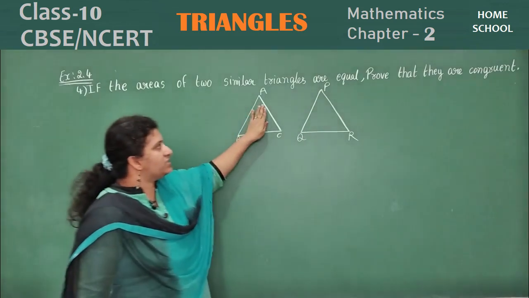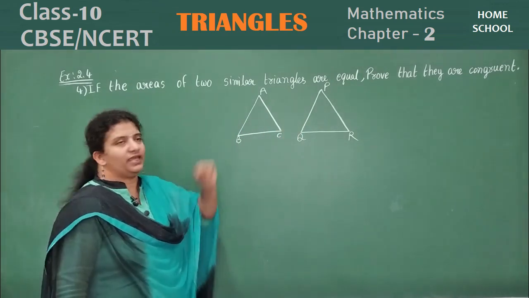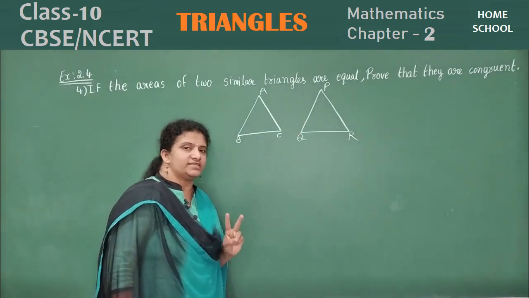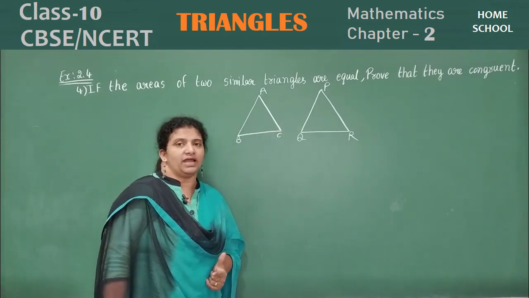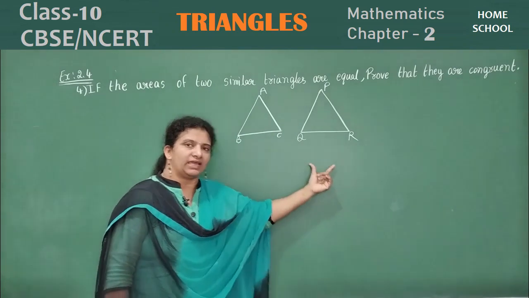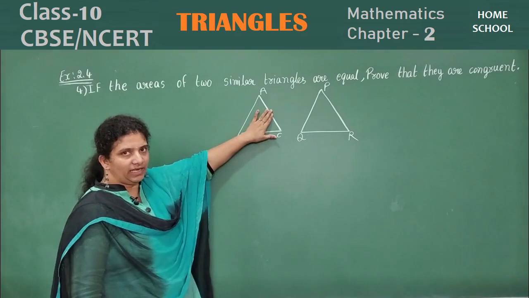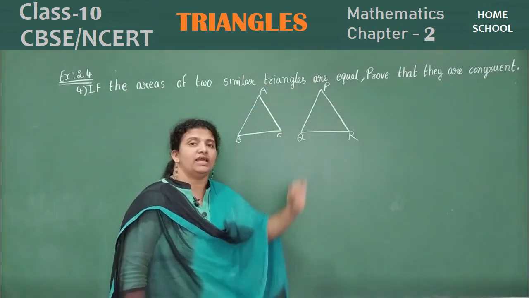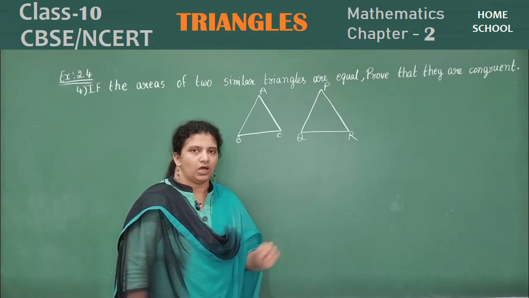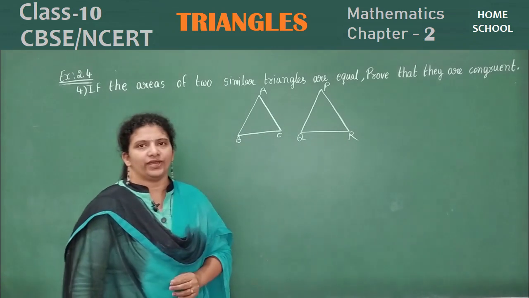Now again read the statement. The areas of two similar triangles are equal. There are two sentences you can say here. The two triangles are similar, that means triangle ABC is similar to triangle PQR. And one more sentence: area of triangle ABC is equal to area of triangle PQR. Okay, next step. Prove that they are congruent.